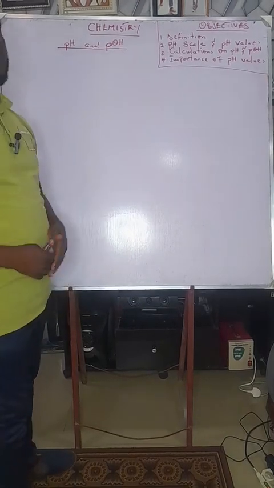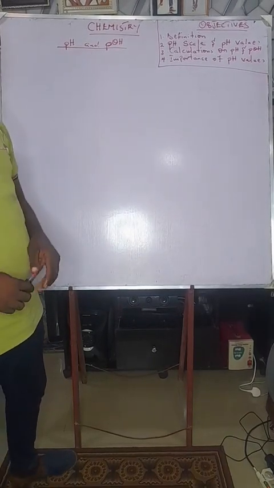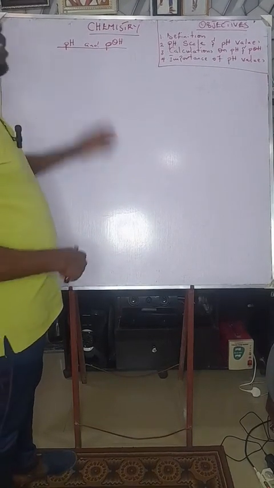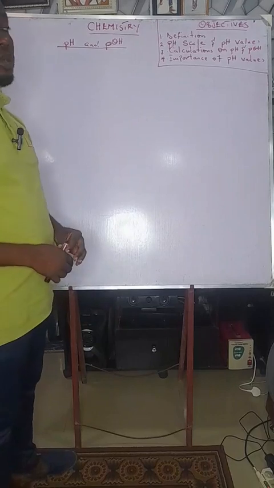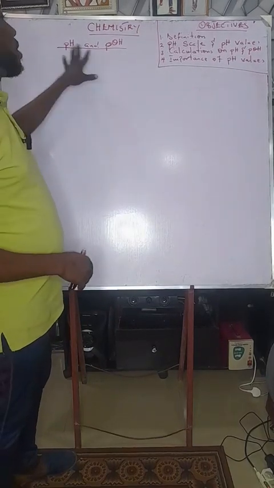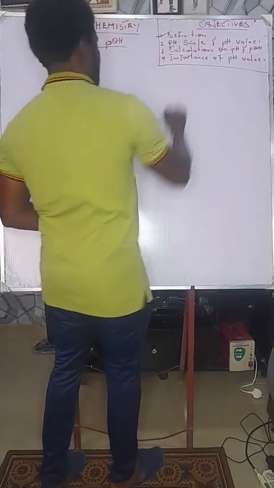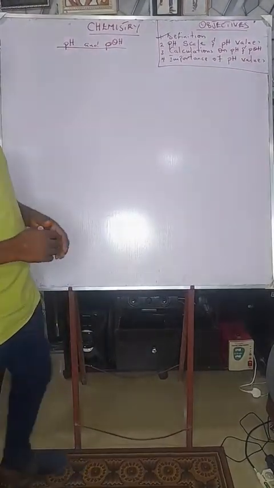Sometimes some people call this one power of hydrogen. Actually, it is not really power of hydrogen. We call it potential of hydrogen. So we call pH potential of hydrogen. But now we want to see the definition itself. So let's see our objective one, which is the definition of pH.